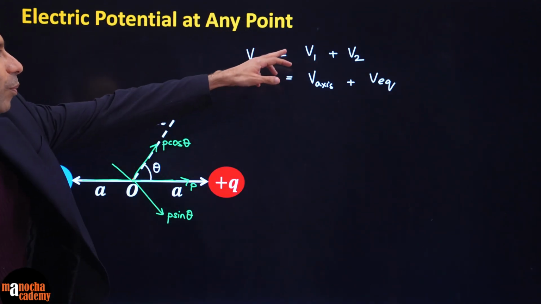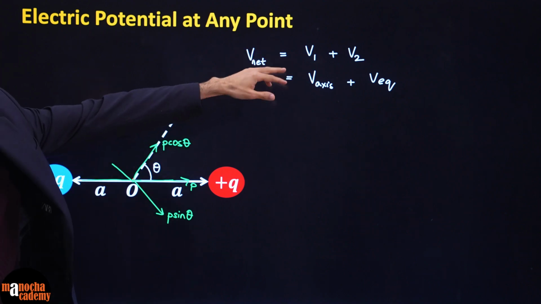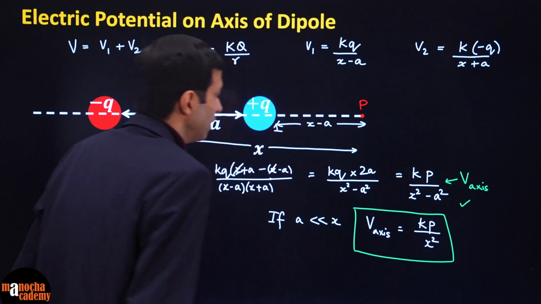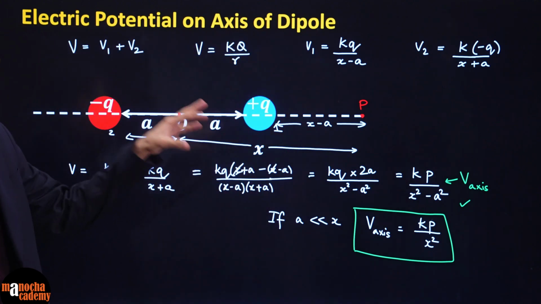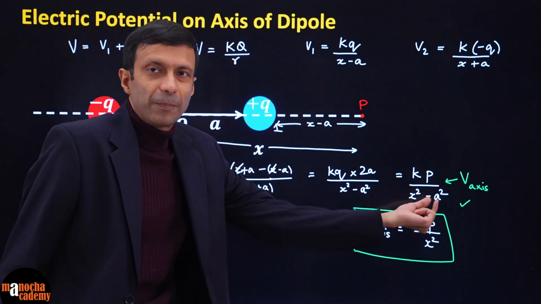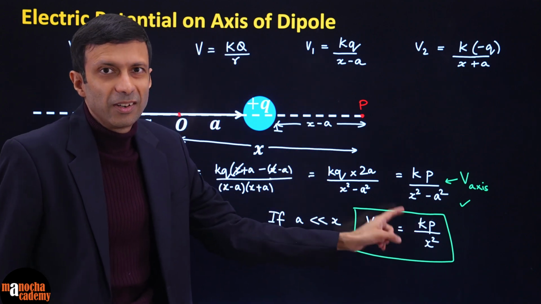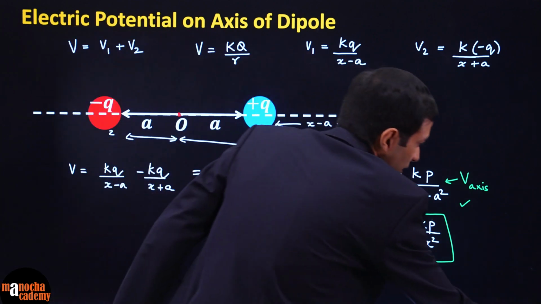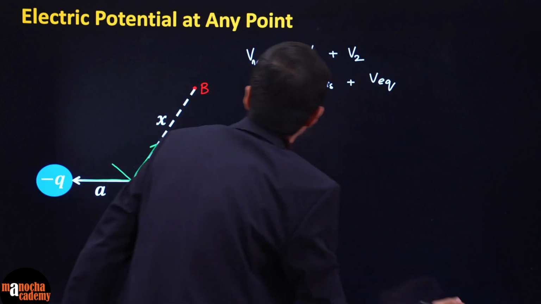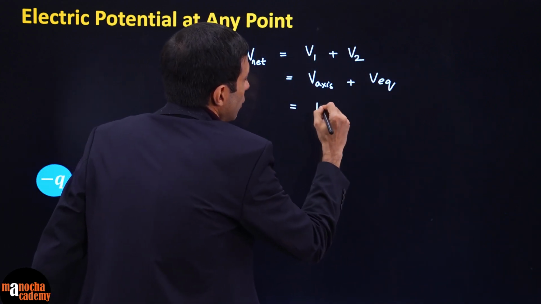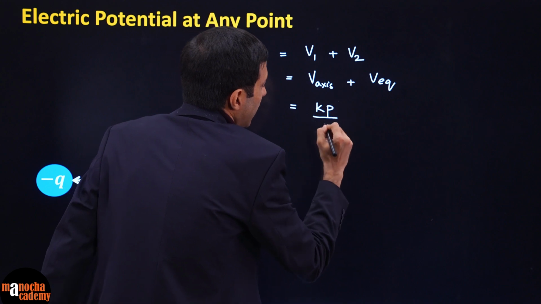Now what is the potential on the axis of the dipole? What is the formula? Do you guys remember? So let's go back and check here. The potential on the axis of the dipole, again assuming that the dipole length is very small, was Kp by x square. So let's apply this formula here and say the potential along the axis of the dipole is Kp by x square.